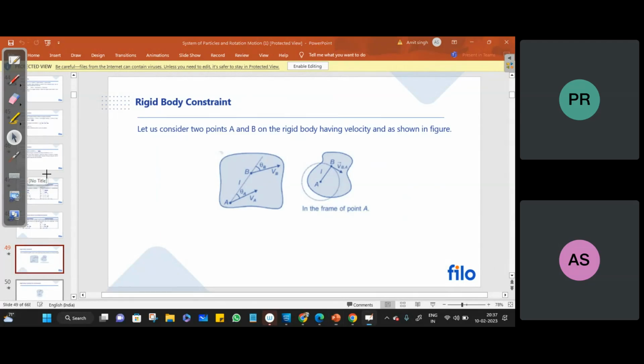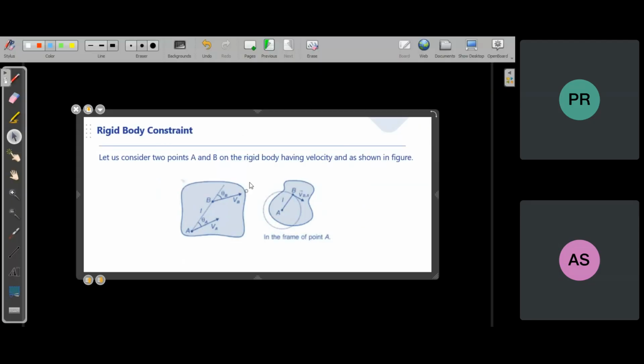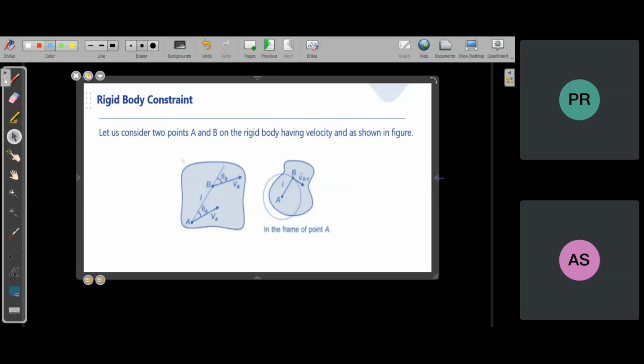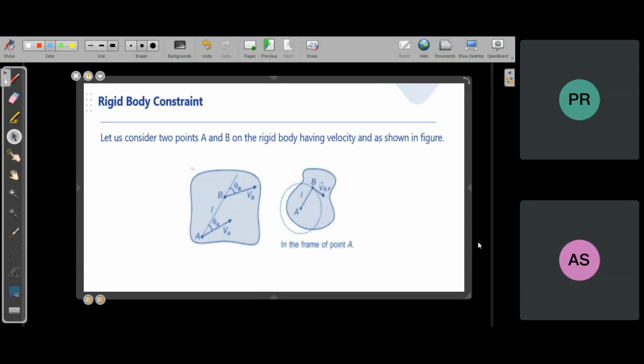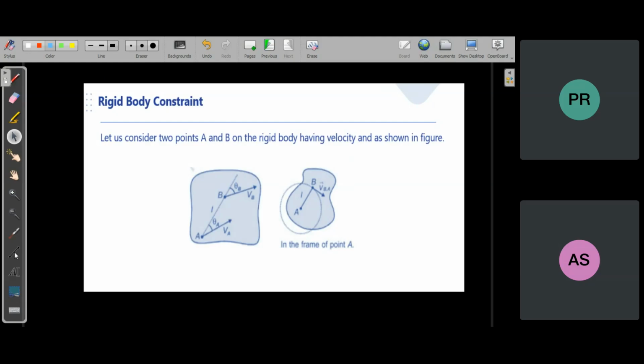Now there is rigid body constraints. So you already know that because it is a rigid body, here you can see it is a rigid body. Whatever the body will do, body will rotate or body will translate, the separation between the two body will never change.